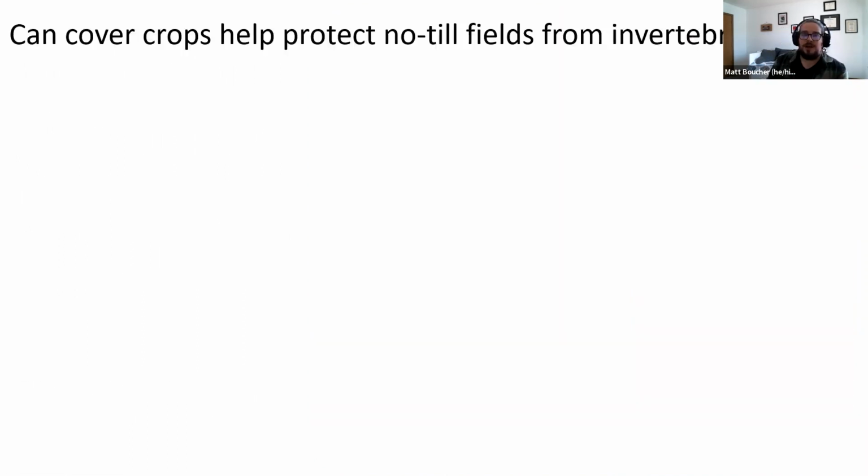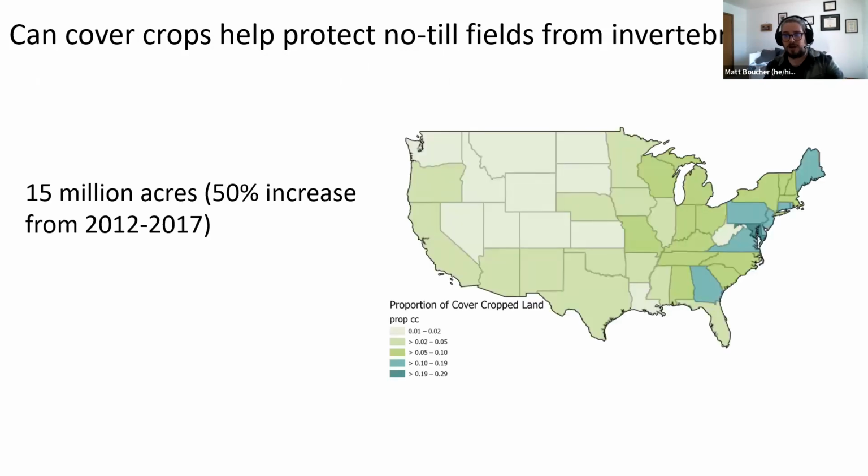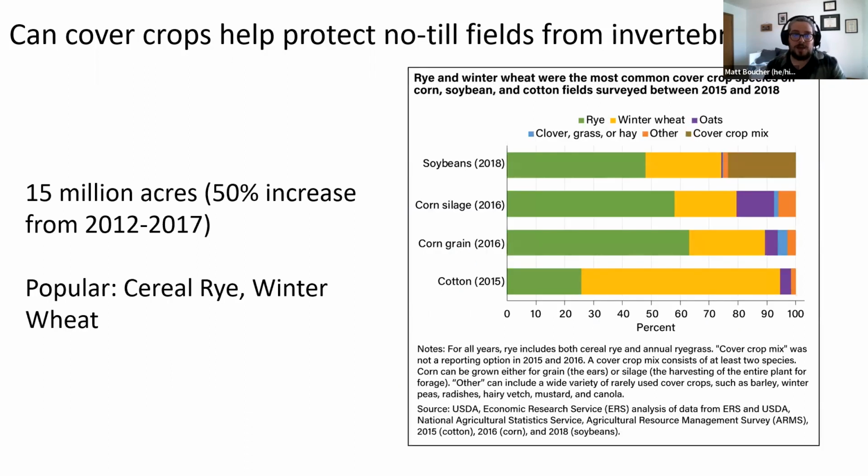Our big question is, can cover crops help protect no-till fields from invertebrate pests? We know that we can use cover crops for weed management. We know the conservation benefits of cover crops, but there's also this potential to expand what they can do by showing that they can protect against invertebrate pests. Cover crops, as we know, have been increasing in usage, especially in the mid-Atlantic in the last 10 or so years. And the most popular is cereal rye, which is what we use in our experiments here.